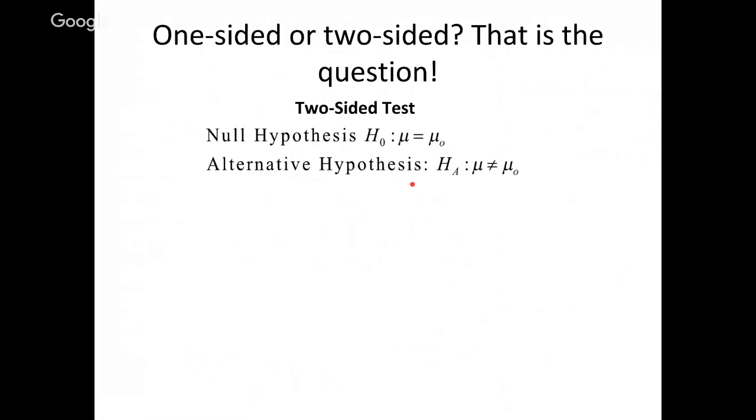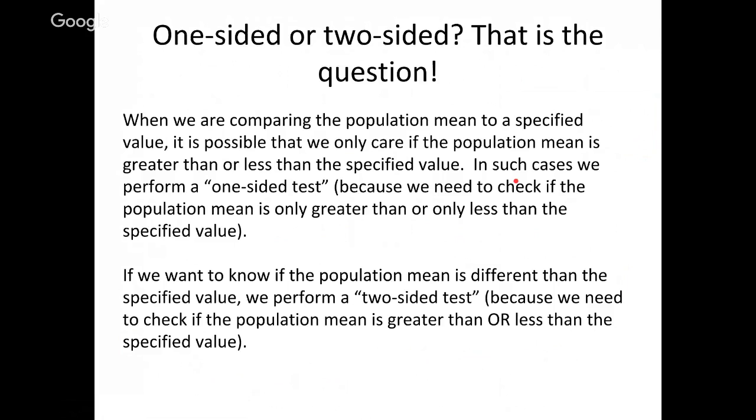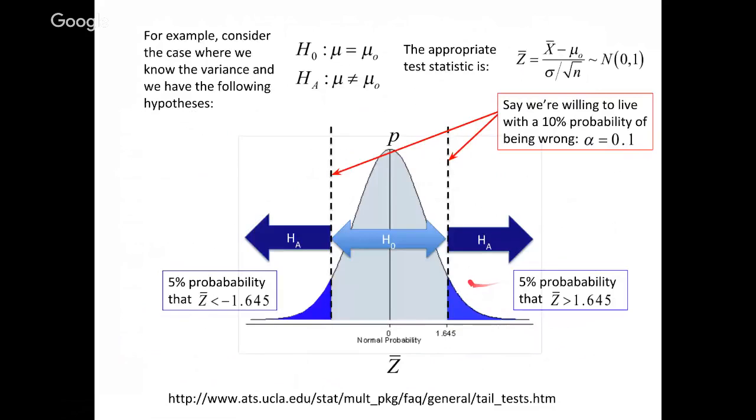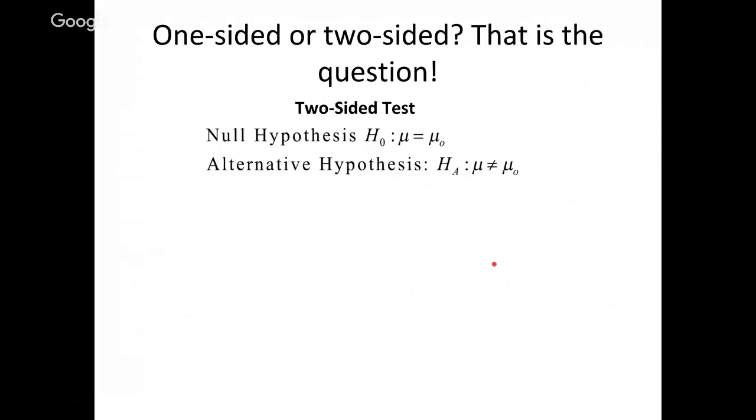And the alternative hypothesis is that the population mean is not equal to that mu naught. Well, that could happen if we go way back to this point. That could happen if basically the z-bar value is too large or if the z-bar value is too small, and that's why this would correspond to a two-sided test.